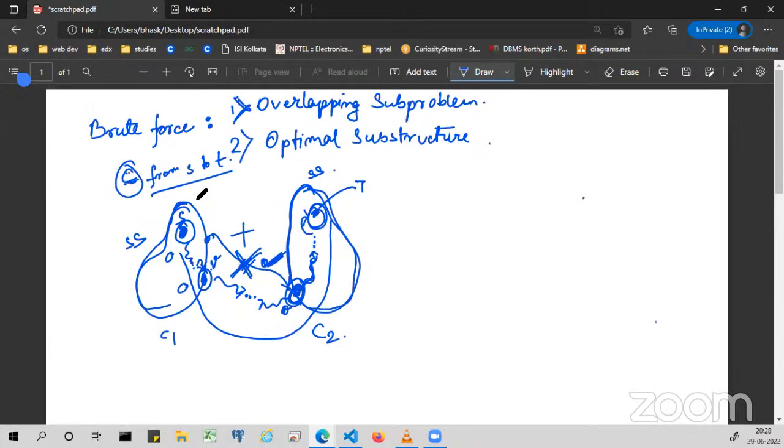Now let me take a few slides and then go to that. Is the motivation clear? Anyone wants to comment? Sir, can you explain a little bit about optimal substructure? I mean, by example.